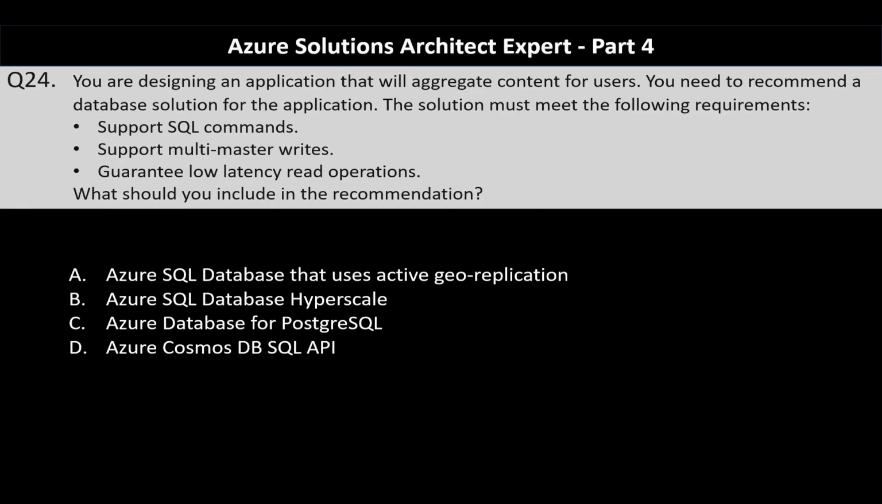For an application that requires SQL support, multi-master writes, and low latency read operations, the best recommendation is Azure Cosmos DB with the SQL API. Cosmos DB provides a SQL API allowing you to query the data using SQL-like commands and supports multi-master configurations, allowing write operations in multiple regions. This ensures high availability and enables low latency writes from any region. Now, Cosmos DB also offers automatic distribution of data across multiple regions with configurable read replicas that provide low latency reads globally.